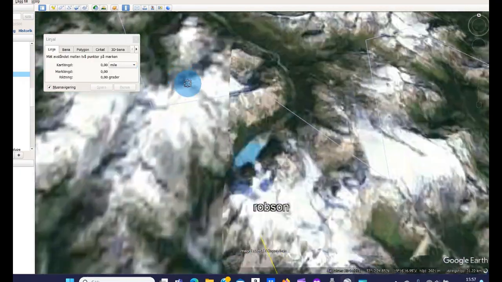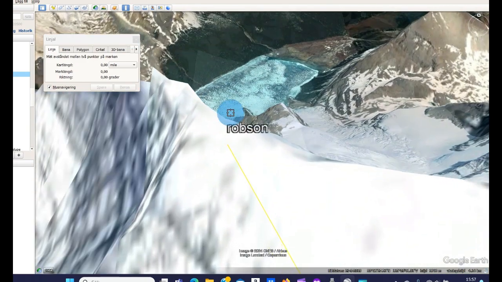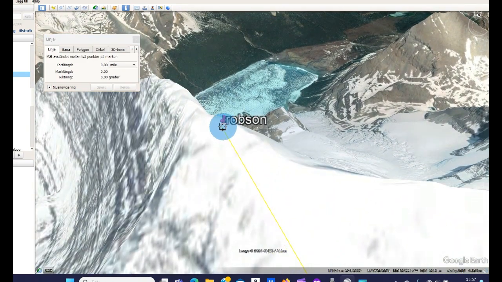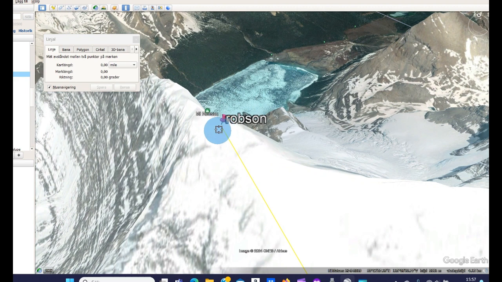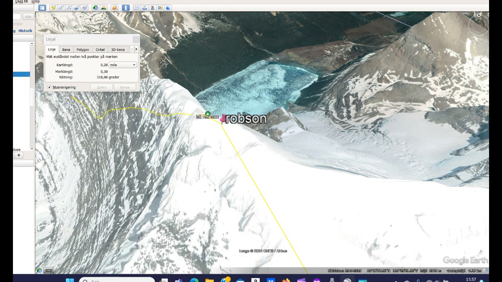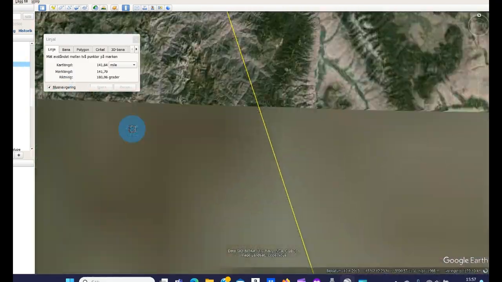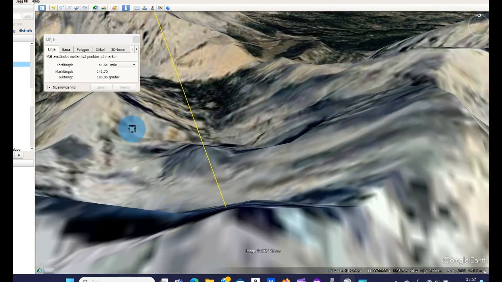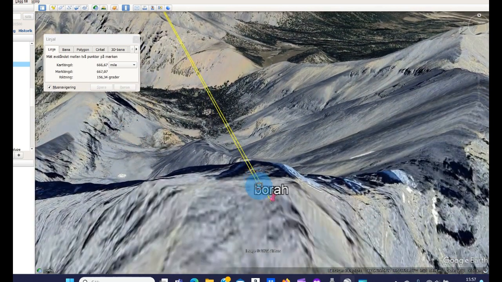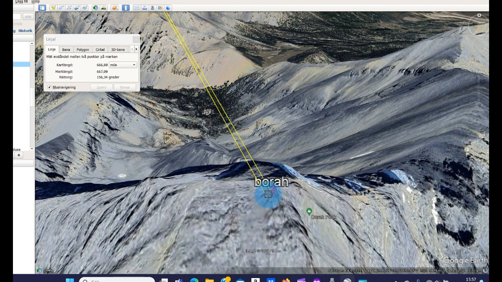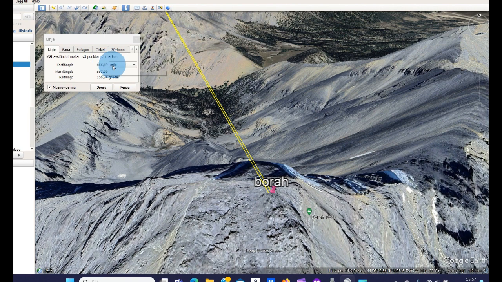So here we are at the peak of Mount Robson again. And the distance we are going to see here in a little while to Bora Peak, let's fly to Bora Peak now, is just around 667 in miles. 667. And back to Bora Peak. If you look in the measure tool there, we have very near 667, and here even 666.6 and so on. But let's say 667 in miles here.